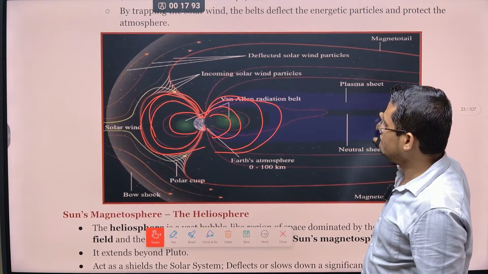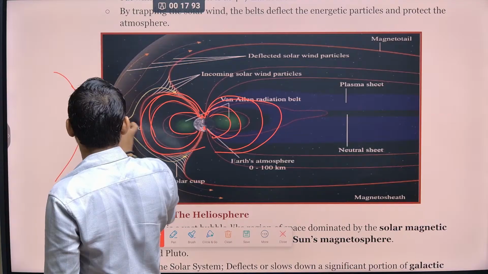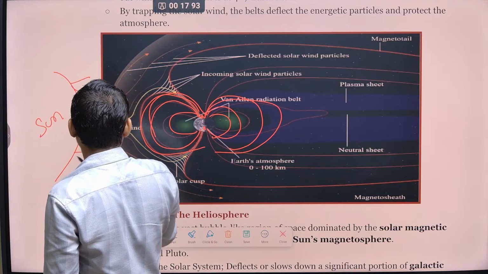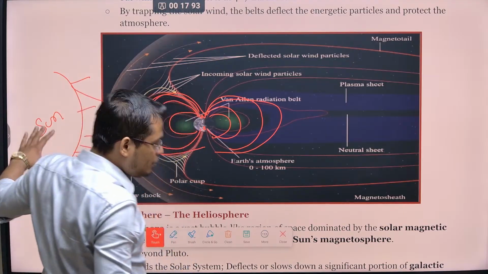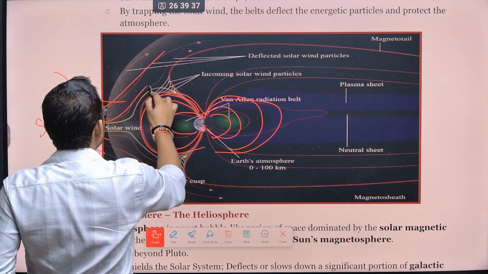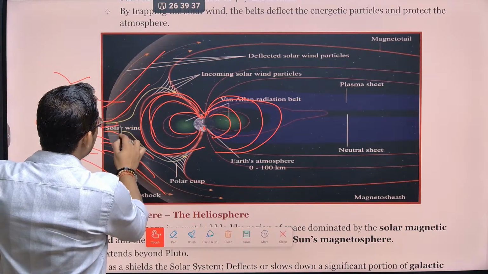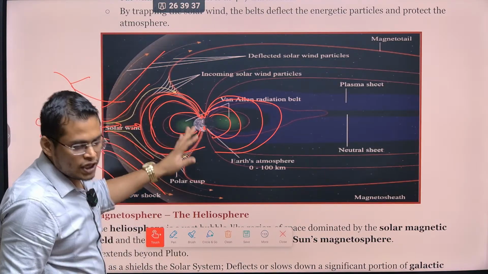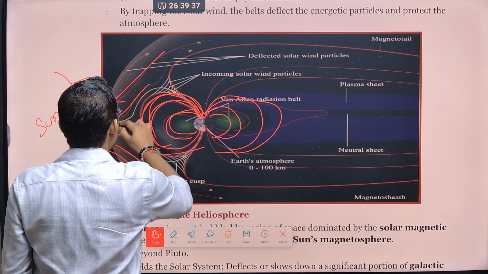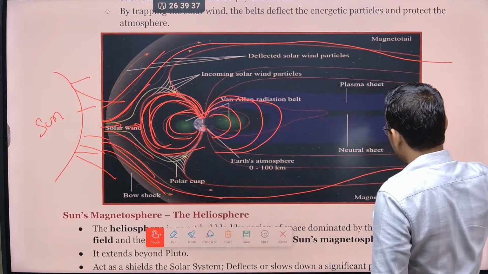So what happens? Listen very carefully. Let's say this is our Sun. The Sun emits a lot of charged particles towards Earth. You can see these are the charged particles. The charged particles always try to move towards Earth, but because of this magnetosphere of concentric layers, it acts like a shield and diverts all these charged particles like this.